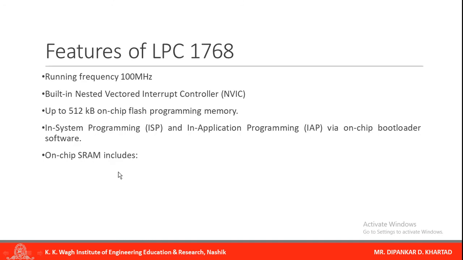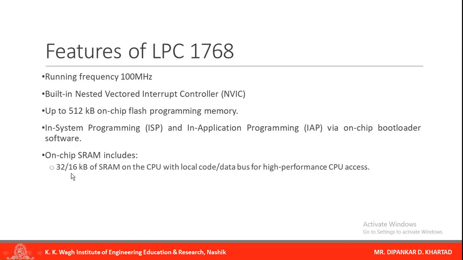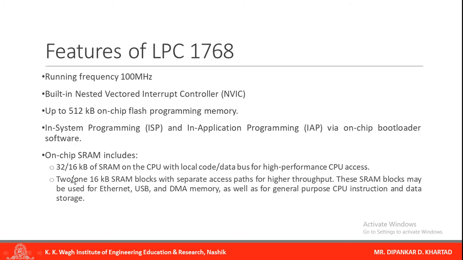Now there are various features related to SRAM. It includes 32 or 16 kilobytes of SRAM on the CPU with local code or data bus for high performance CPU access. There are 2 or 1 16 KB SRAM blocks with a separate access path for higher throughput. These SRAM blocks may be used for Ethernet, USB or DMA memory, that is direct memory access, as well as for general purpose CPU instruction and data storage.